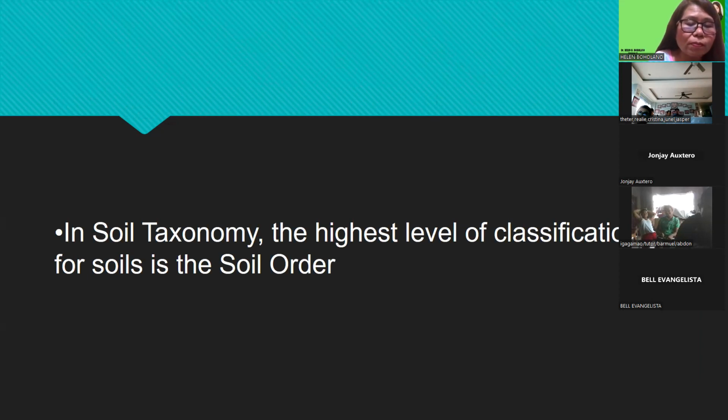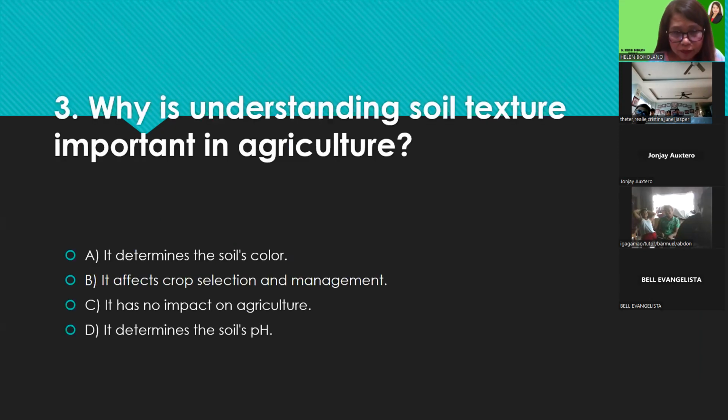So in soil taxonomy, the highest level of classification for soils is the soil order. So it's the soil order.